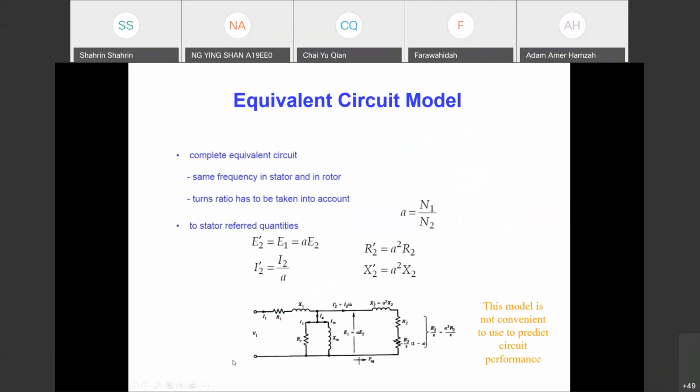Okay, so after we have discussed and derived, this is actually the final equivalent circuit. So we have the stator, R1, X1, and then we have the core losses, which is represented by RC and XM, and then we have the rotor side. Okay, so this rotor, as you can see, is referring to the stationary. So that's why you need to multiply by a squared. Okay, because this is actually referring to the stationary, to the stator.